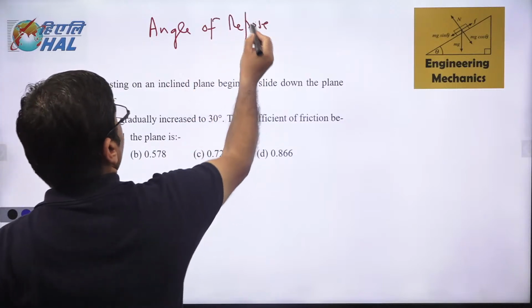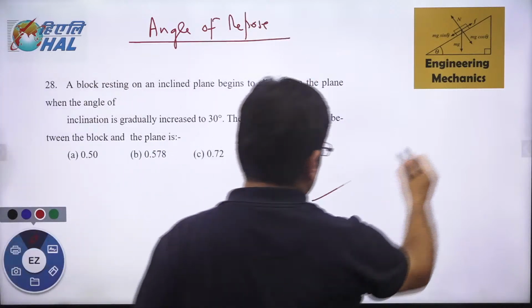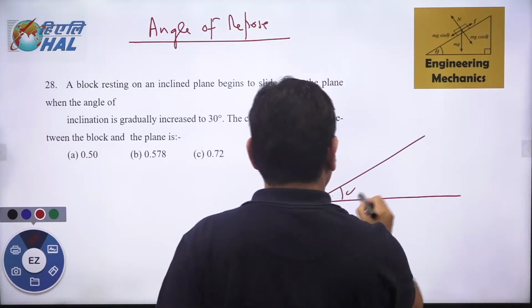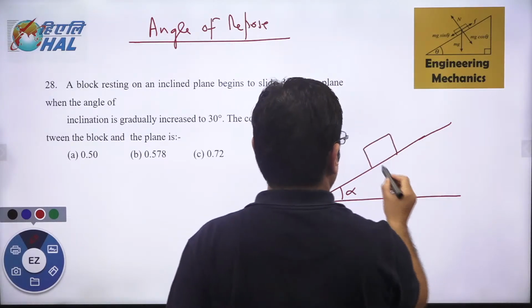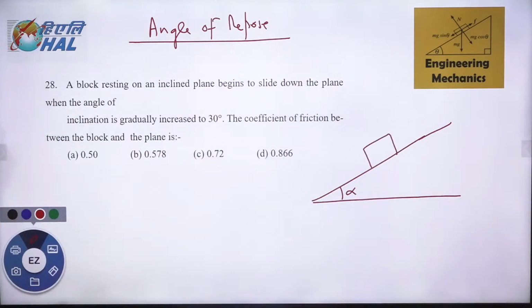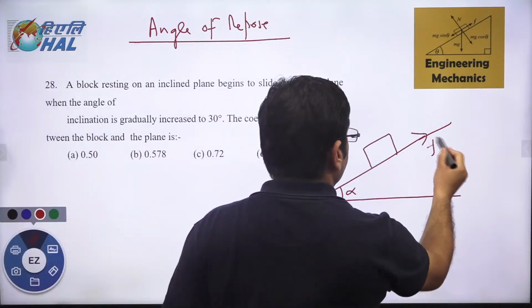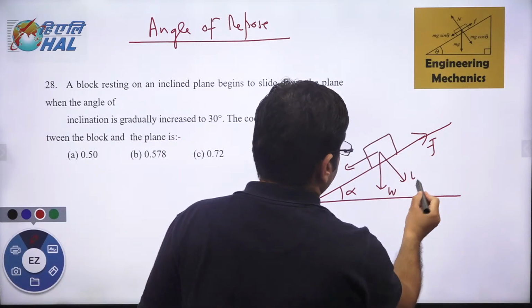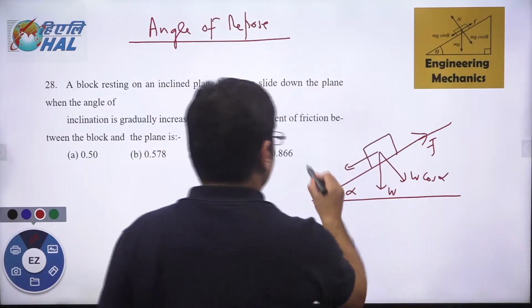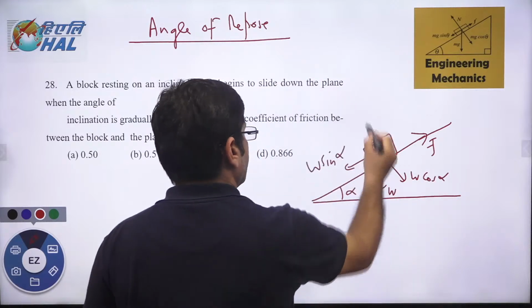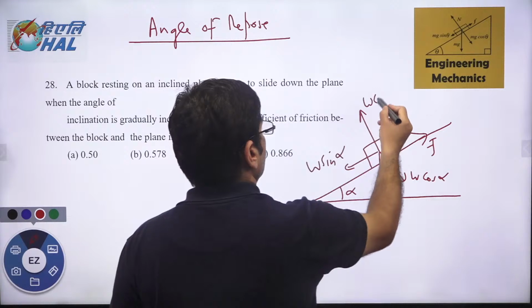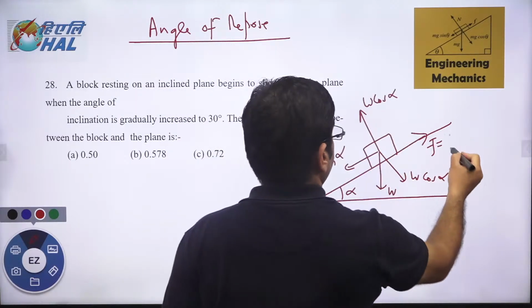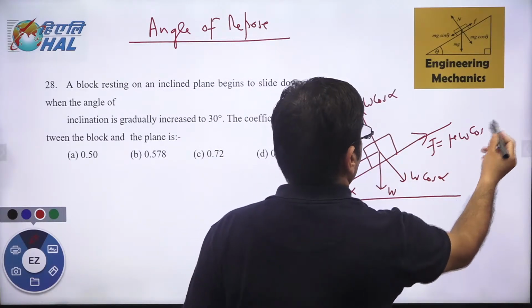What is angle of repose? It is that angle at which the body will start sliding down. And when the body starts sliding down, then the friction and the external force are balanced. Let's say this is W, this is W cos alpha, this is W sin alpha, normal reaction is W cos alpha, friction is mu into W cos alpha.